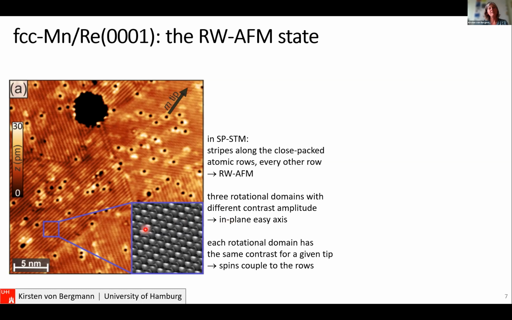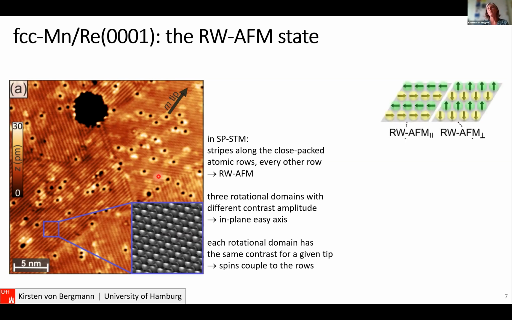What we also observe is that each rotational domain has the same contrast also in different areas. And this means that the spins couple to the antiferromagnetic rows. What I mean is that we have either this state or this state, and they do not coexist. Otherwise, it would not be in agreement with the experiment.